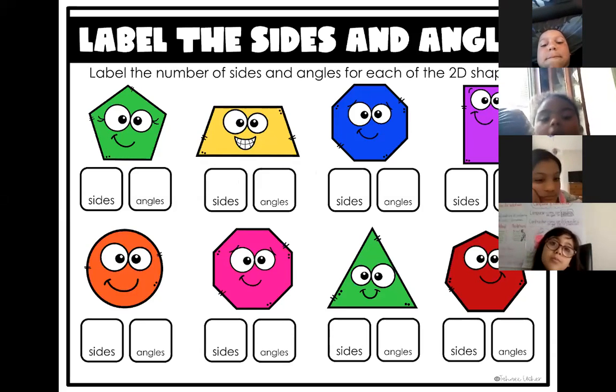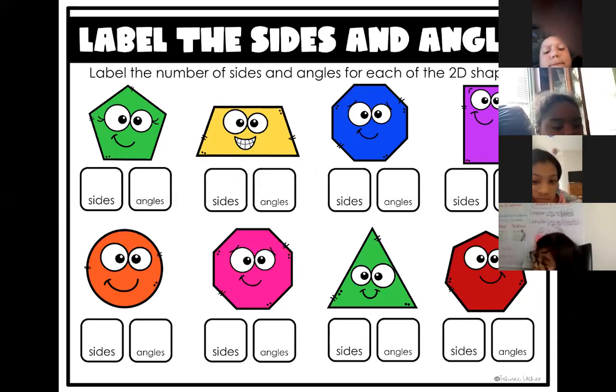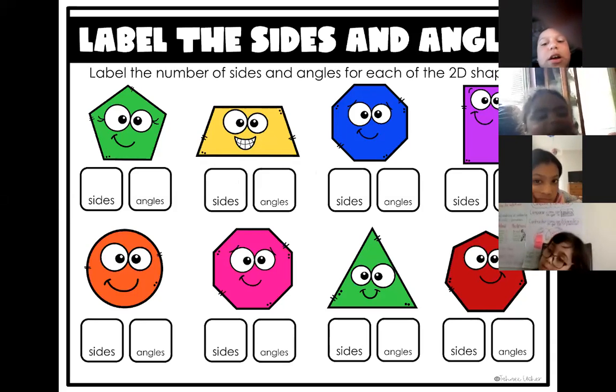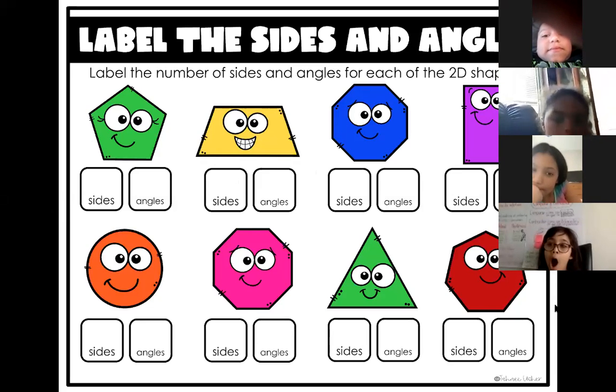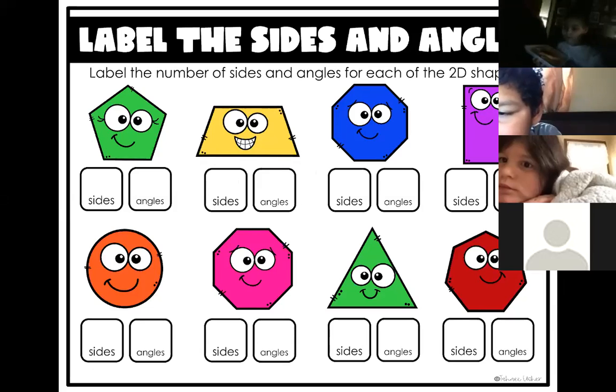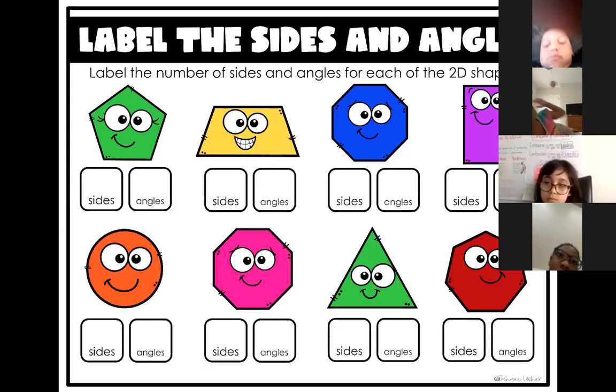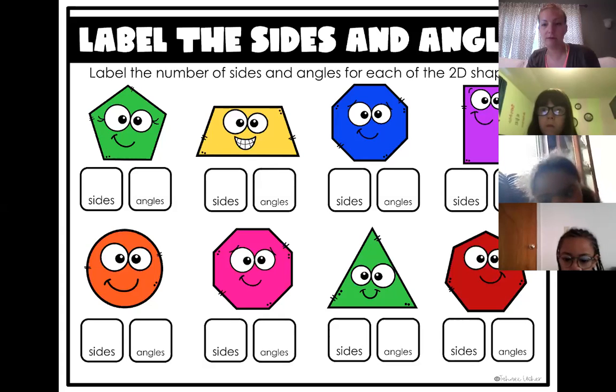Rihanna, can you try and unmute yourself? We don't hear you. Hi, Michael. Okay, Rihanna, how many sides and angles do you see on the yellow shape? This trapezoid. Do you know? 4 sides. Okay. 4 angles.